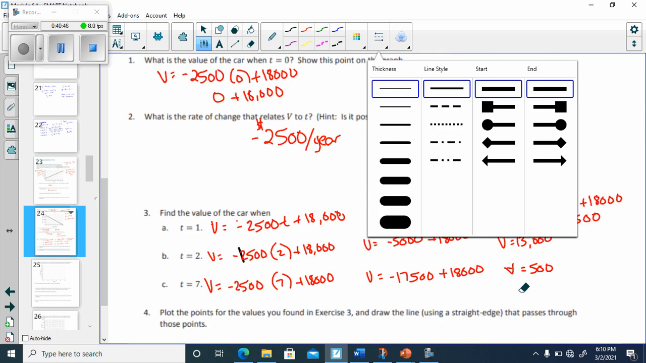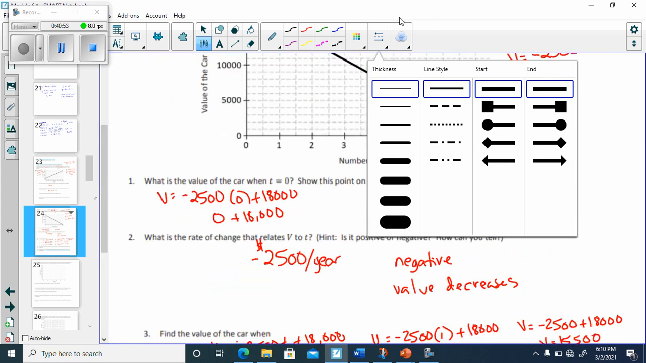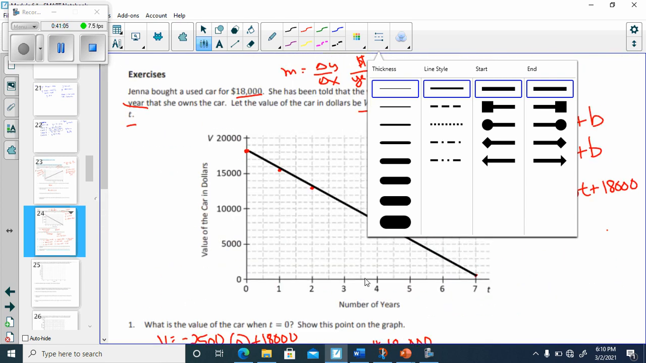See, did they ask us anything else? And we did plot the points, write the linear equation. Okay, we've already written the linear equation. It's up here. Okay. Let's look at the next one.